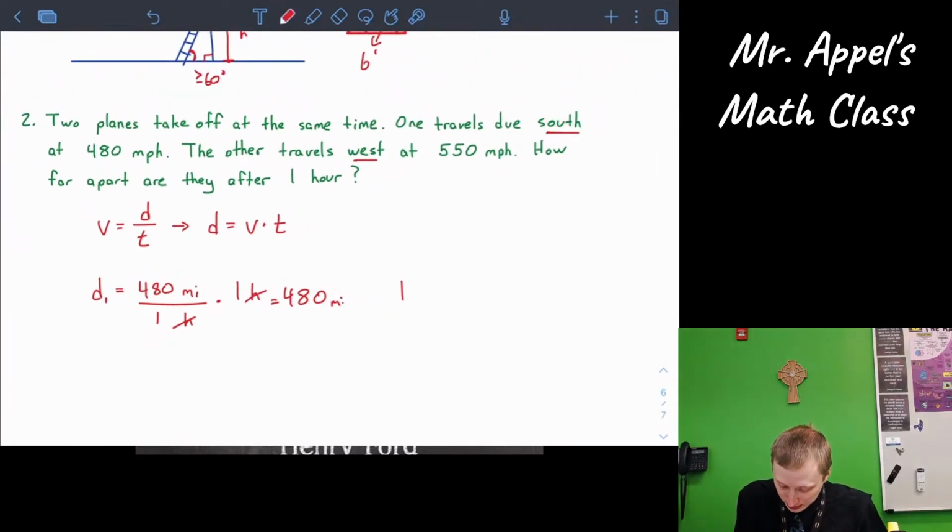How about the second plane? Okay. I'll let you guys do that one. What is distance 2? How far does the second plane get in an hour? Follow the same process. Give me an answer there in chat. In fact, I don't even think you need to write out the computation here. You can see what happens.